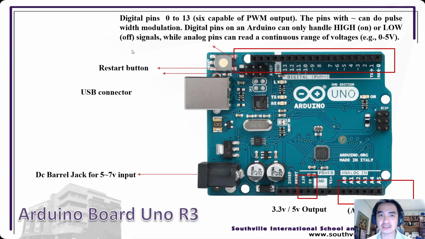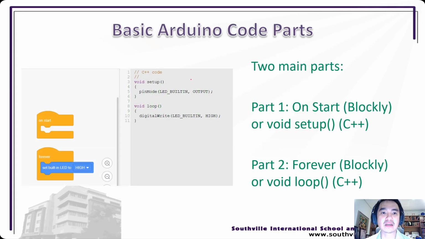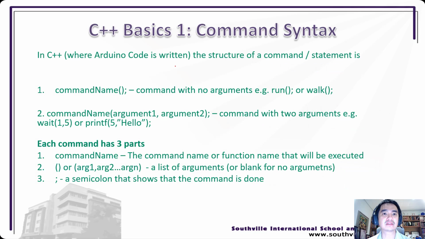Same as before, you have your Arduino diagram. Next, you have your breadboard and how it's wired, just so you don't forget. This is how your breadboard is wired. And your Arduino code parts, it always starts with a setup and the loop. On start corresponds to setup, and then loop, which is the forever block. So on Blockly, it'll be on the left, C++ on the right.